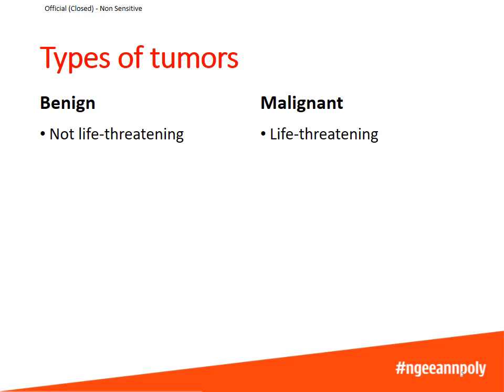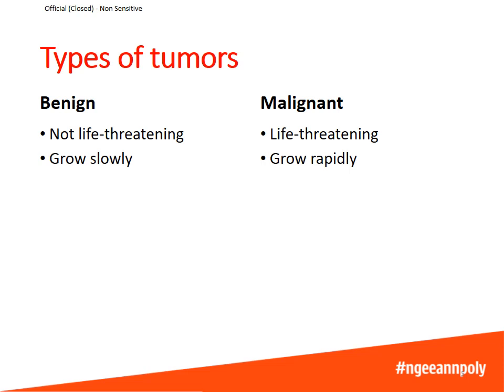Benign tumors are not life-threatening. Benign tumors can cause problems. For example, in the endocrine lecture, we have seen that some benign tumors can cause over-secretion of hormones. Some benign tumors can also press on the surrounding nerves and cause pain. However, they are generally not so dangerous to the extent of being life-threatening. However, malignant tumors or cancerous tumors are life-threatening.